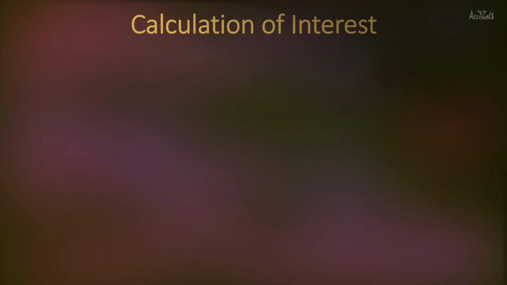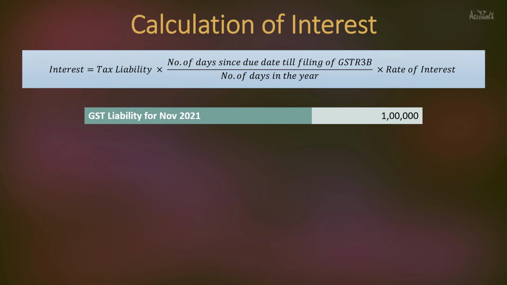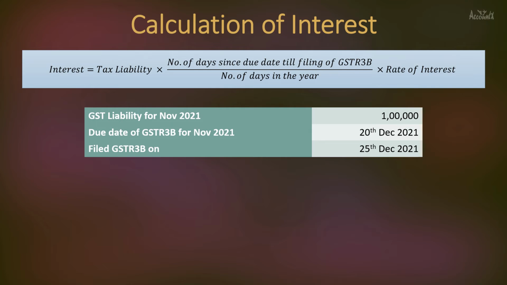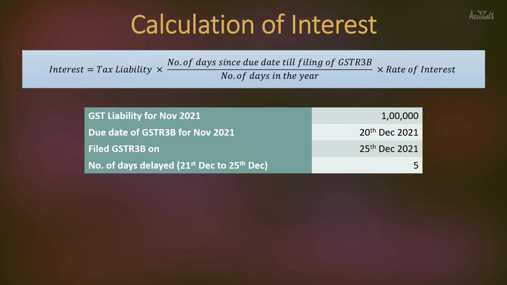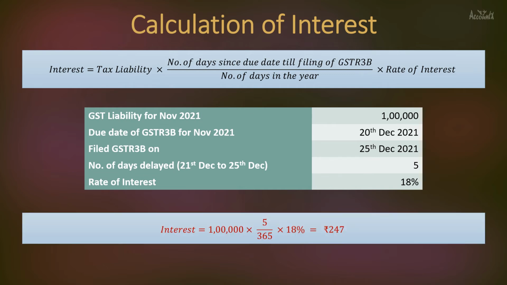Let's now see how the interest is calculated. Interest is equal to tax liability multiplied by number of days since due date till filing of GSTR3B over number of days in the year multiplied by rate of interest. Let's say you have a GST liability of 1 lakh for November 2021. Due date of GSTR3B for November 2021 would be 20th December 2021. GSTR3B was filed by you on 25th December 2021. So number of days delayed, that is from 21st December to 25th December is 5. Rate of interest applicable here is 18% per annum. Substituting these values in the formula, this is the interest that we have to pay.